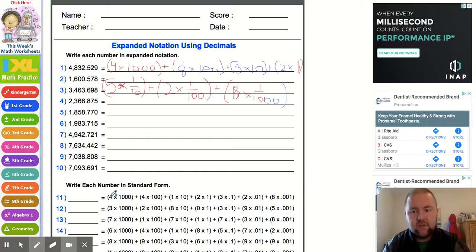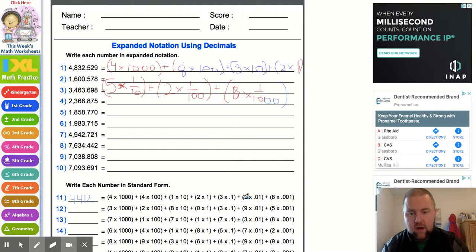Okay, so now when we go down here for writing the number in standard form, we're doing the opposite. We're saying the 4 is in the thousands place. So I'm going to start with a 4 in the thousands place. After the 4 should be the hundreds, so that means it needs to be a 4 in the hundreds place. And I look at the tens. There's a 1 in the tens place, and a 2 in the ones place.